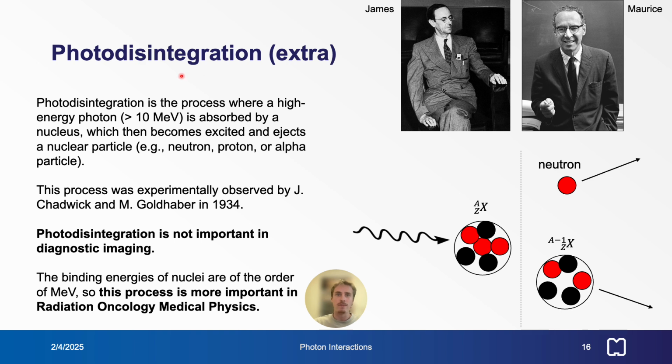As an extra interaction, we present photodisintegration. This is the process where a high-energy photon of at least 10 megaelectronvolts is absorbed by a nucleus, which then becomes excited and ejects a nuclear particle, such as a neutron, proton, or alpha particle. This process was experimentally observed by James Chadwick and Maurice Goldhaber in 1934. However, this interaction is not important in diagnostic imaging, as the binding energies of nuclei are of the order of megaelectronvolts. So this process is much more important in radiation oncology medical physics.